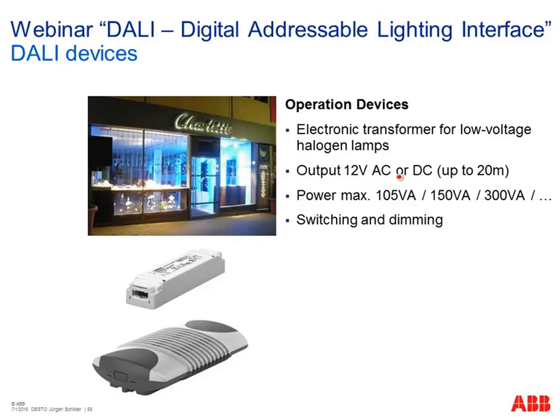Or here, an example of electronic transformers for low voltage halogen lamps, with an output voltage of 12 volt AC or DC. It depends here on the type or the manufacturer. The advantage of DC is that you can have up to 20 meter distance between your transformer and your halogen lamps. Some devices have a limitation of 1.5 or maximum 2 meters between your lamps and your ballast.